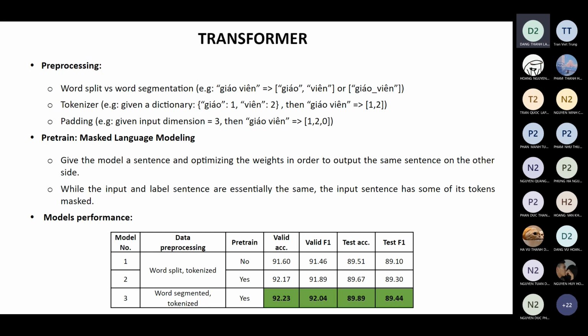The bottom table shows the model's performance on the validation set. This model uses the tuned hyperparameters. We can see that the model trained on the word segmented data has better performance than on the word split data. Also, the model with pre-training does provide better results than the non-pre-training model. That's all for the transformer. Next, Thành will discuss BERT.